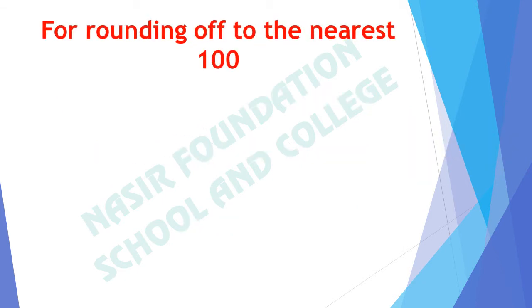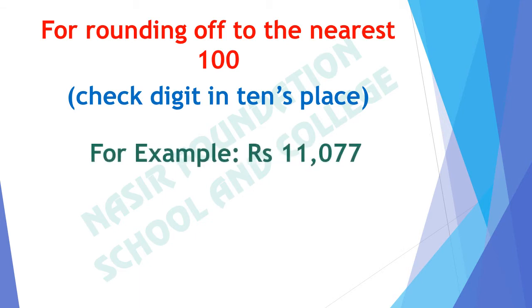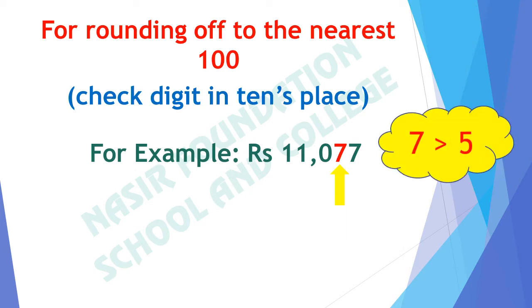For rounding off to the nearest 100, what is the rule? We check the digit that is in the tens place. If we have the amount 11,077, we check the digit in tens place. The digit in tens place is 7. Now we will compare this 7 with 5 and 7 is greater than 5.